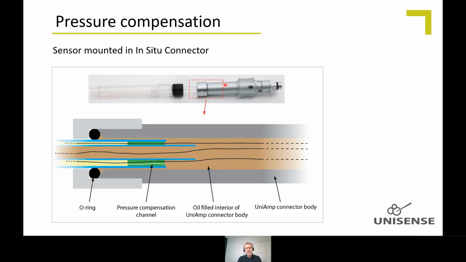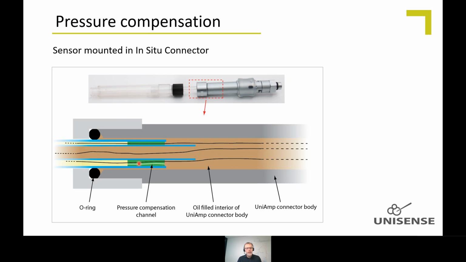This in situ connector has a silicone rubber sleeve here and a hole on the side, and the interior and the silicone sleeve must be filled with paraffin oil. That is the brown part in the drawing here.